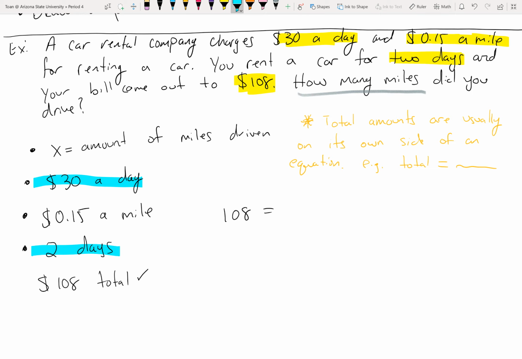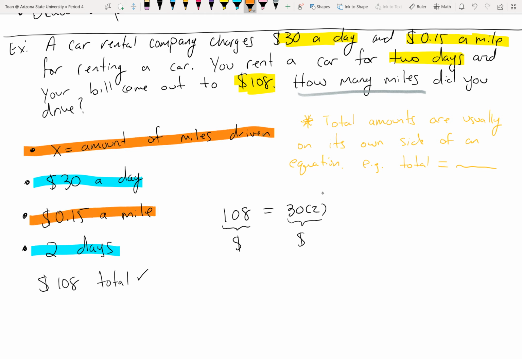$30 a day for 2 days. What do we naturally want to do with those numbers? Multiply them, right? And when we do that, 30 times 2, remember, this was the total money. 30 was dollars a day times 2 days, so this is money. So the very next thing I should make sure is I have money on the other side. Well, the only other piece of information we haven't used is 15 cents to a mile and X. Well, the 15 cents is per mile. X stood for the amount of miles. It's very natural to put them together.